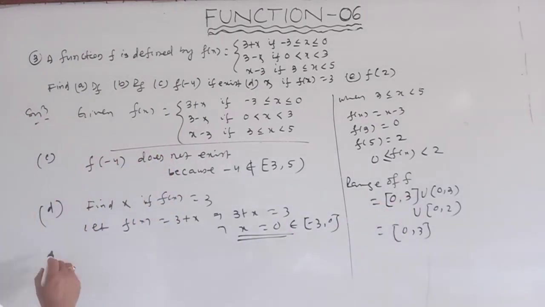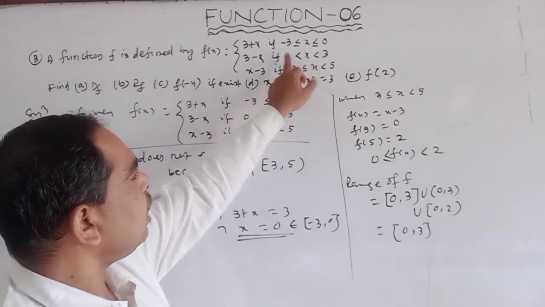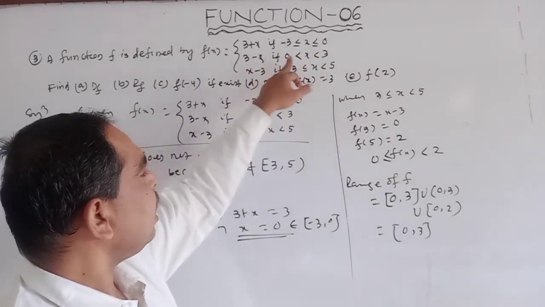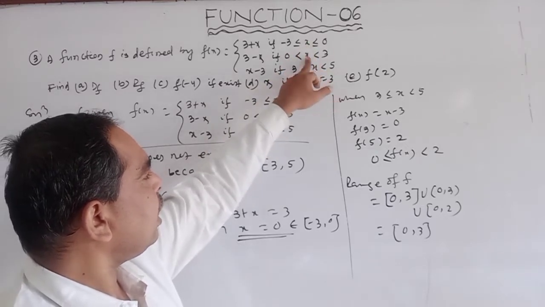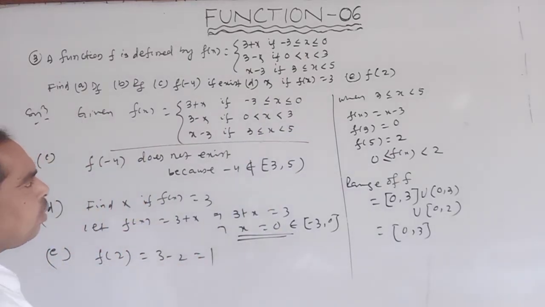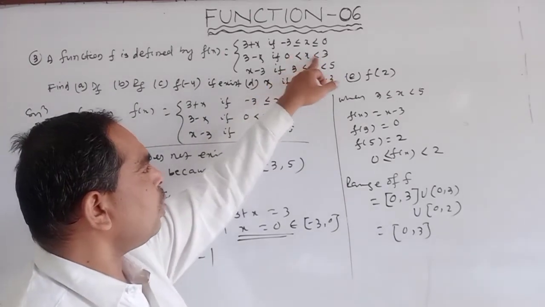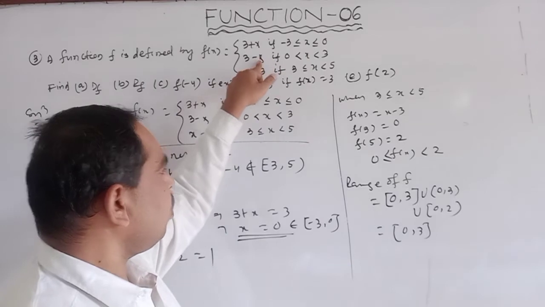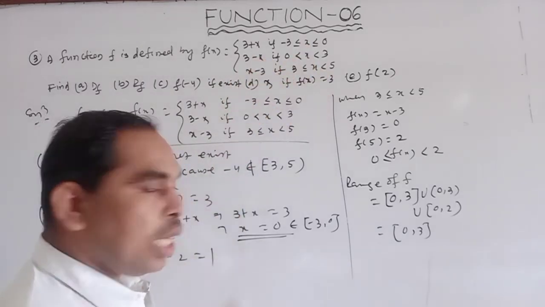Next E. Find f of 2. Here x is equal to 2 belongs to this interval 0 to 3, the second interval. So f of 2 is equal to 3 minus 2, which is equal to 1, since 0 less than x less than 3. Since 2 lies inside 0 to 3, we put 2 in place of x. So this is the answer.